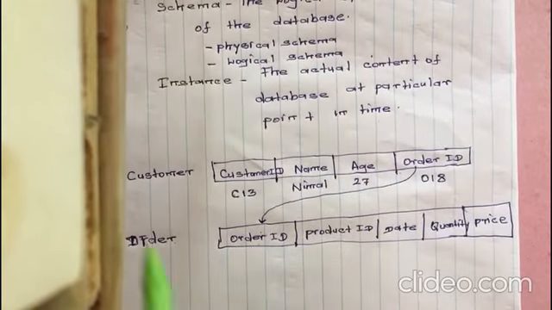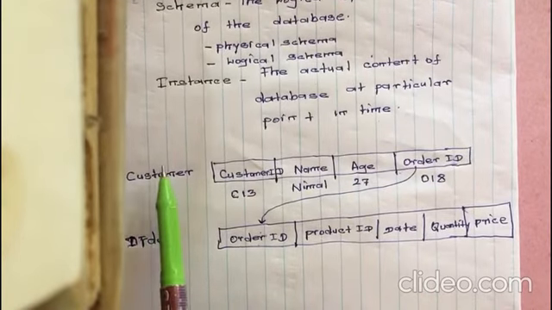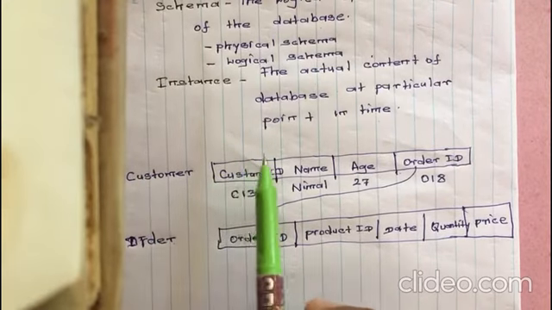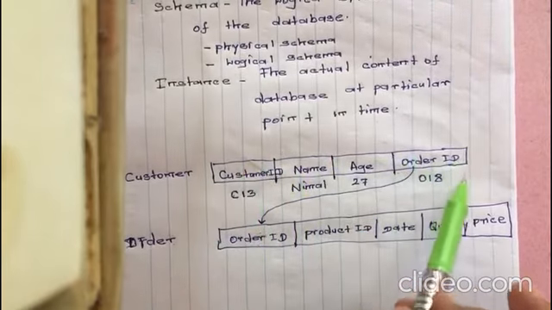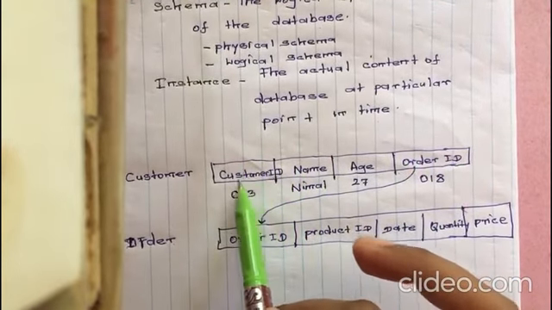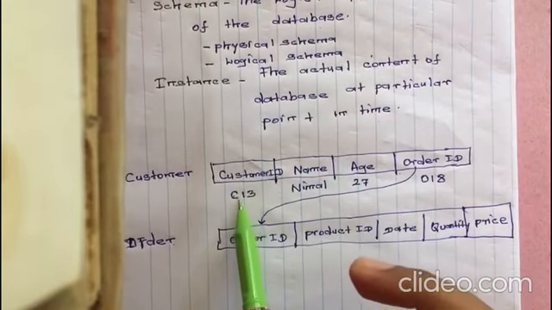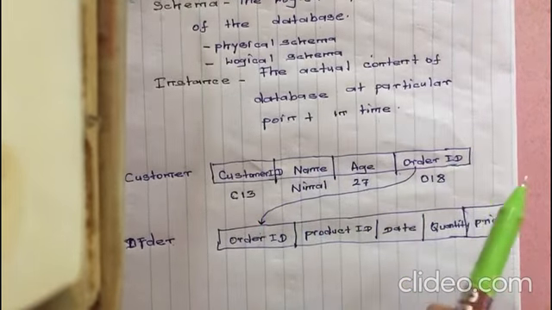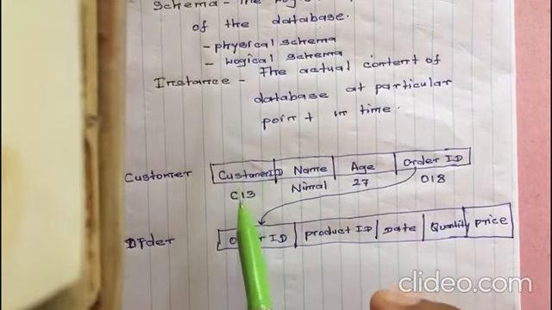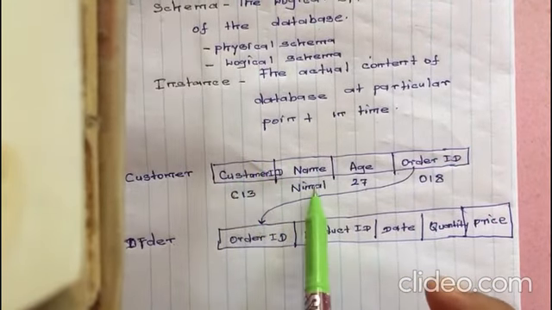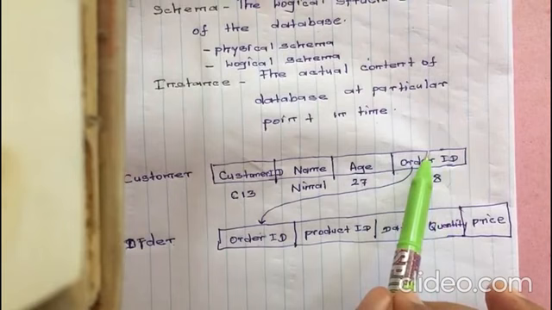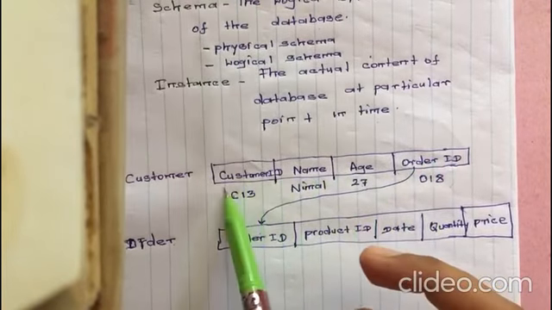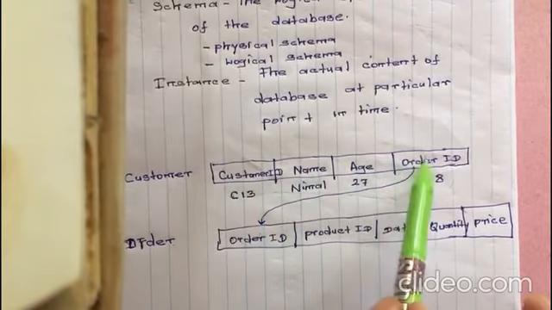Let's look through an example. There are two tables, customer and order. The attributes are mentioned here. So, the attributes with their types are called the schema. It is defined when the database is designed. But the actual values at a particular time are the instance. Like C13 is the customer ID, Nimal is the name, 27 is the age and O18 is the order ID. Here these actual contents are the instance and this is the schema.